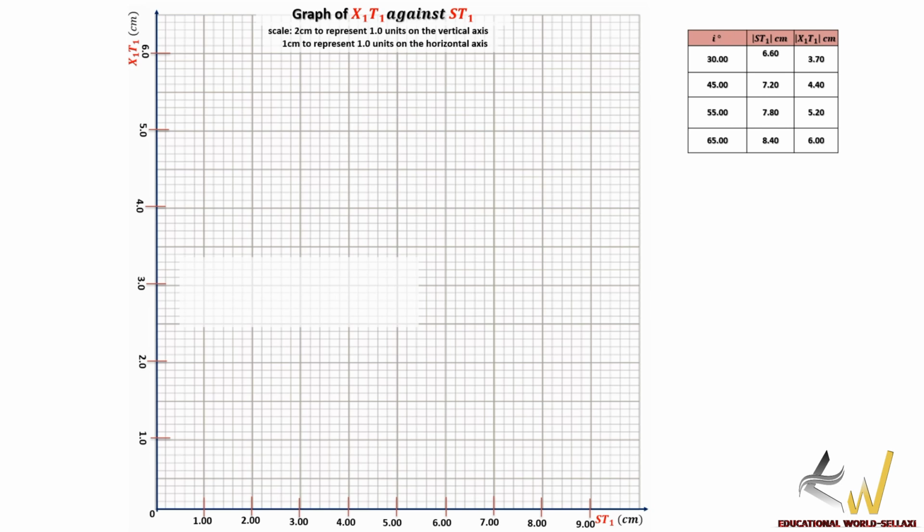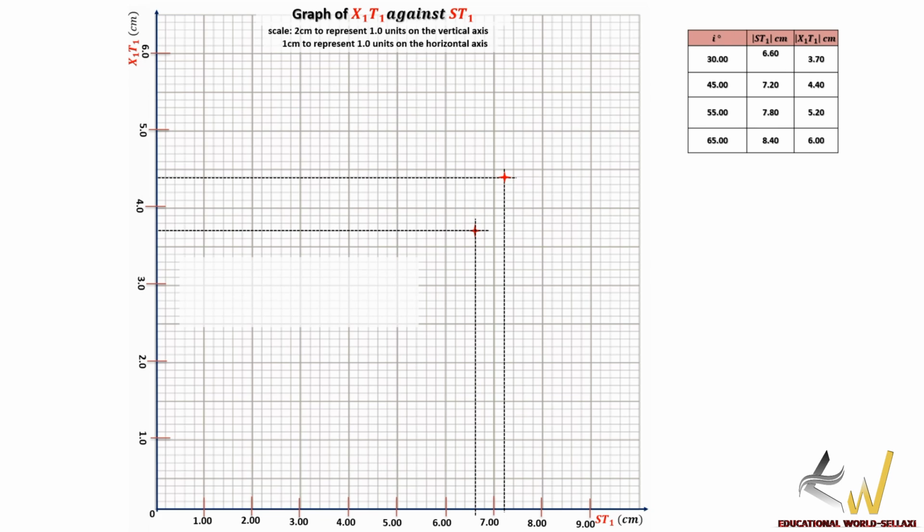So we can see that the vertical and horizontal axes of our graph have the corresponding dimensions and their units. Very, very important. Okay, so moving straight to plotting our points. When ST1 is 6.0 centimeters, X1T1 is 3.7 centimeters. So we mark out the points. As well, when ST1 is 7.2 centimeters, X1T1 is 4.4 centimeters. We mark out the points as indicated.